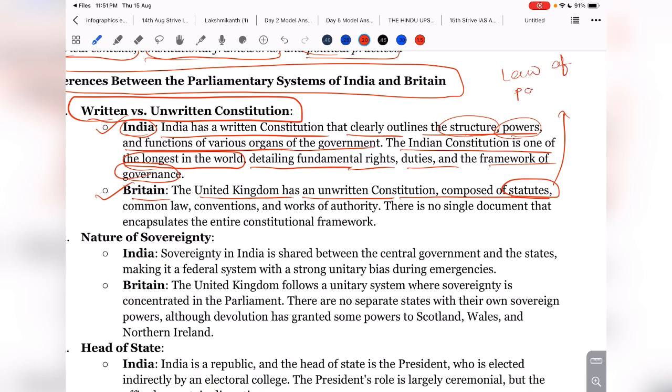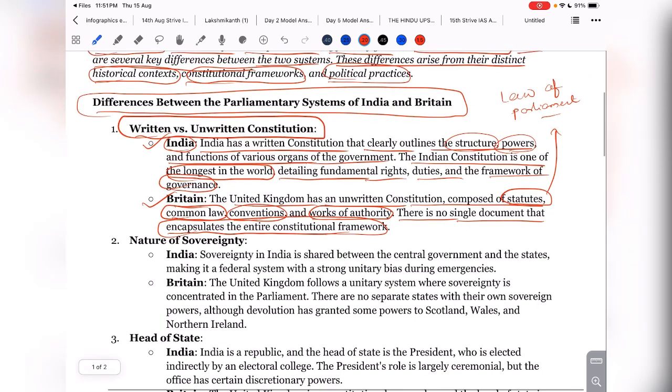Then common law, then convention, then works of authority. There is no single document that encapsulates the entire constitutional framework. The British constitution is an evolved constitution. Over a period of time they experimented with different systems of parliamentary form of government and evolved into it. Because it is an evolved constitution, it is not possible to record everything, so it is an unwritten constitution.